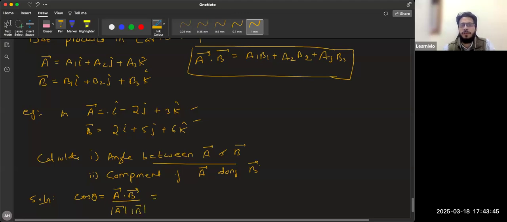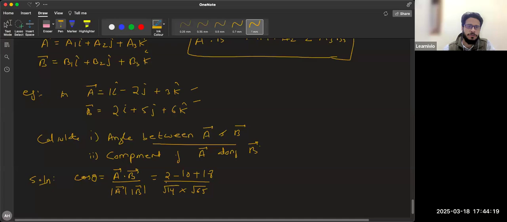So when we take A dot B, the coefficient of I cap is 1 and the coefficient of I cap in B is 2, so it's 1 into 2, 2. J cap is minus 2 and J cap is 5, so it's minus 10. K cap is 3 and K cap is 6, so 18. Divided by the magnitude of A, which is root over 1 plus 4 plus 9, so root 14. Multiplied by the magnitude of B, which is root over 4 plus 25 plus 36, so this is root 65. This is cos theta, so you can calculate theta as cos inverse.